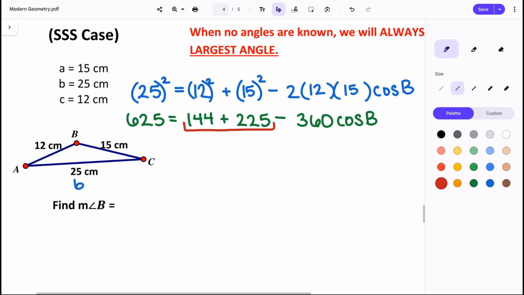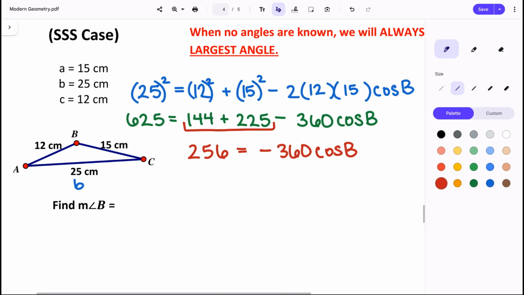So I'm going to end up taking 625 minus whatever the 144 and 225 is. You could add those together and then subtract, or you could subtract them individually. If you do that, what do you get? 256. And that's still going to be equal to negative 360 times cosine of B. Don't forget about that negative sign there, because it's important. If we forget it, we're going to start working with the wrong next piece, and it's not going to give you the right angle.